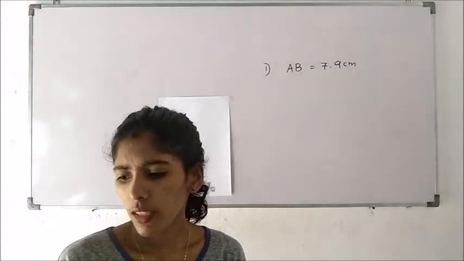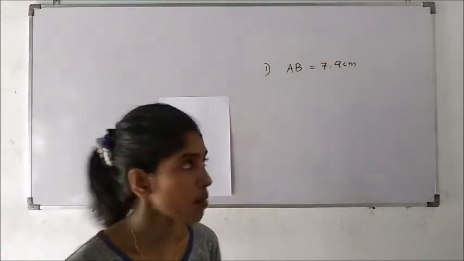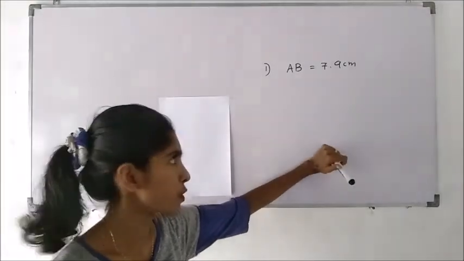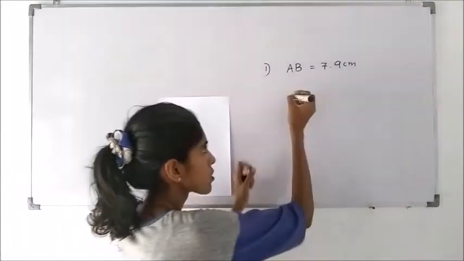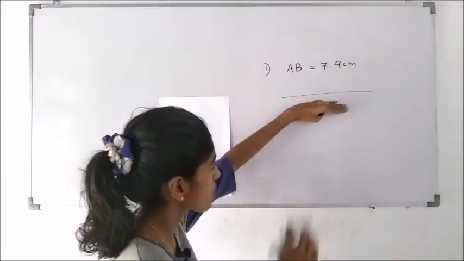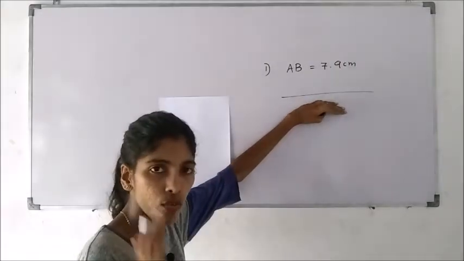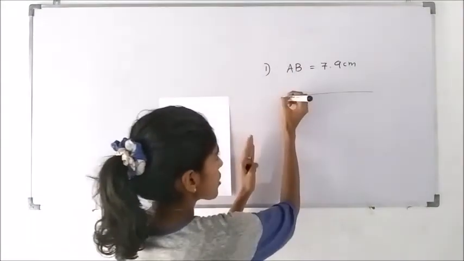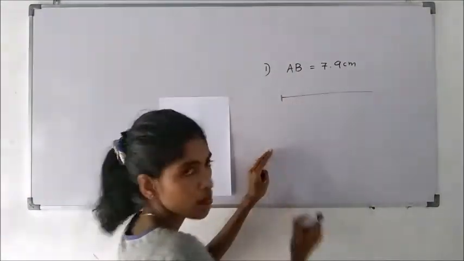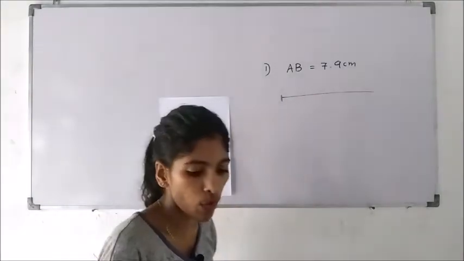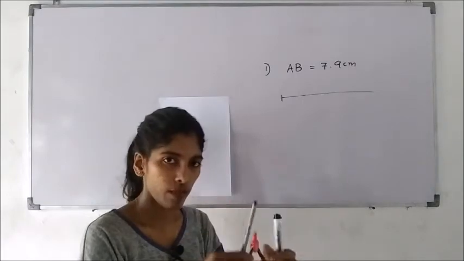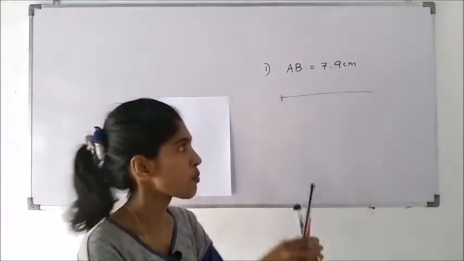You need to construct the straight line segment AB with the length 7.9 centimeters. Firstly, we need to draw a straight line by keeping the ruler. Draw a straight line segment freely. Then mark the starting point like this, by a small line segment. Then measure 7.9 centimeters with the compass, with the help of the ruler.